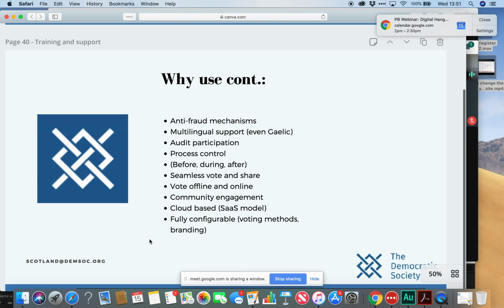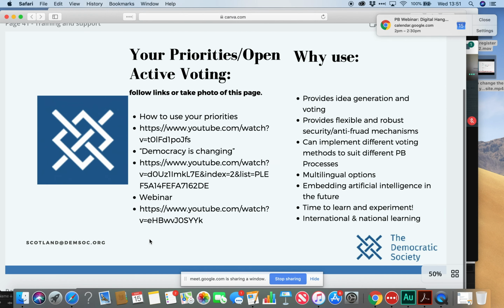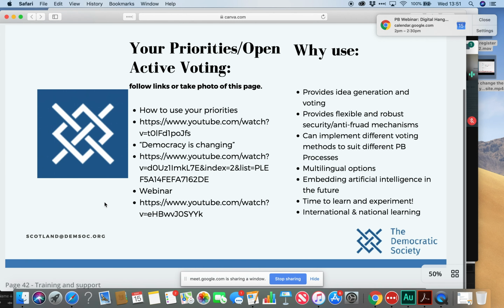So Your Priorities and Open Active Voting, as well as all the above that I've just spoken about. Your Priorities is the tool that provides idea generation and deliberation, and Open Active Voting is the tool that provides voting. They both provide flexible and robust security and anti-fraud mechanisms. You can again implement different voting methods. They've got multilingual options. And again, Iceland are now starting to think about embedding artificial intelligence in the future into these tools.